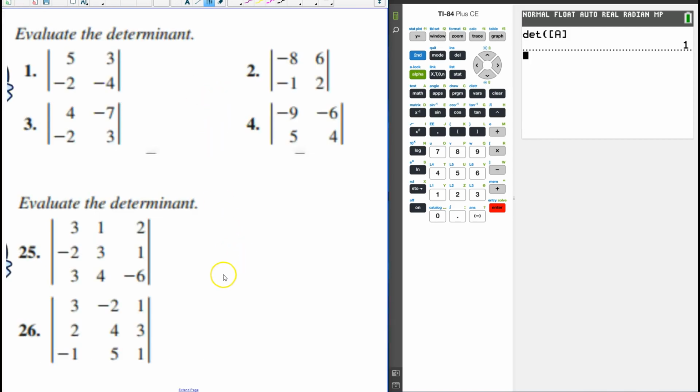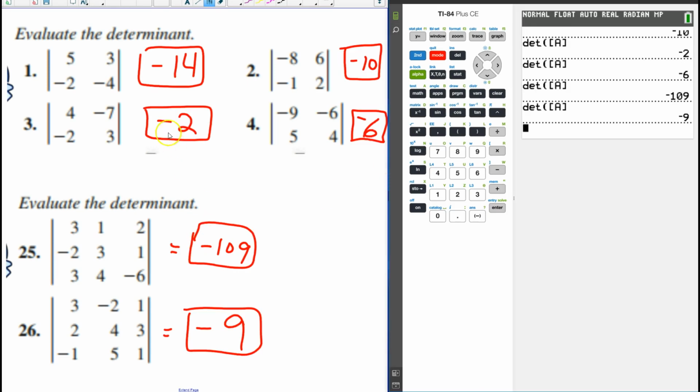Alright, so here are 6 of them for you to try right quick. On the next page, you will have the solutions. So hit pause and work them out, and then look at the answers on the next page. Okay, so here are your answers to those determinants. Take a minute, check those, and hopefully you got them all correct.